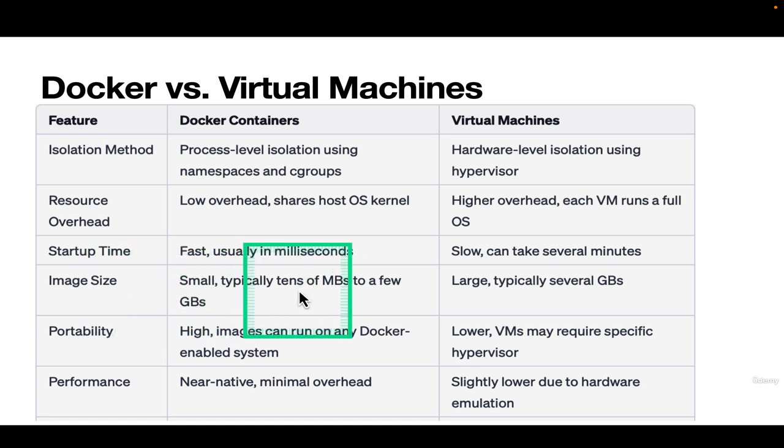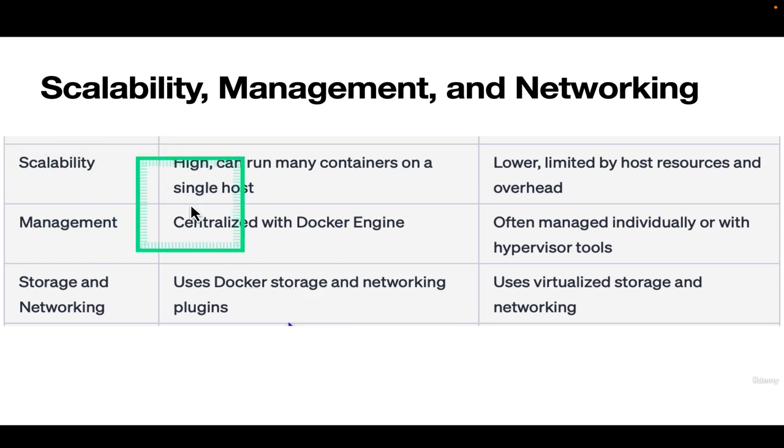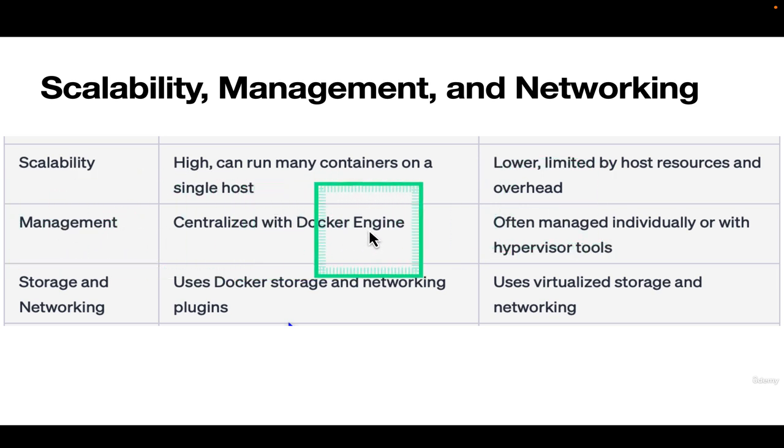Image size: containers are small, typically tens of megabytes to a few gigabytes. Virtual machines are large, typically several gigabytes. Portability is high for containers because images can run on any Docker enabled system, and lower for VMs because VMs may require a specific hypervisor. Performance: containers are near native with minimal overhead, while VMs are slightly lower due to hardware emulation. Next, scalability. Containers are highly scalable because you can run many containers on a single host. VMs have lower scalability because they are limited by host resources and overhead. Management is centralized with Docker engine for containers, while VMs are often managed individually or with hypervisor tools.